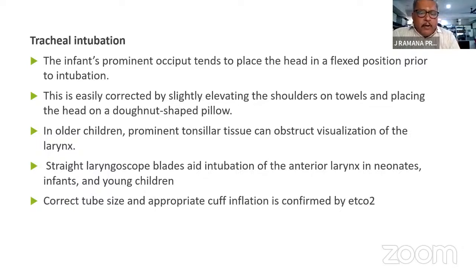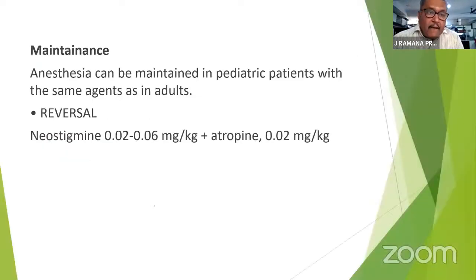Correct tube size and appropriate inflation is confirmed by ETCO2. Anesthesia can be maintained in pediatric patients with the same agents as in adults. You can give reversal; the dosage is atropine 0.02 milligrams per kg combined with neostigmine 0.06 milligrams per kg.